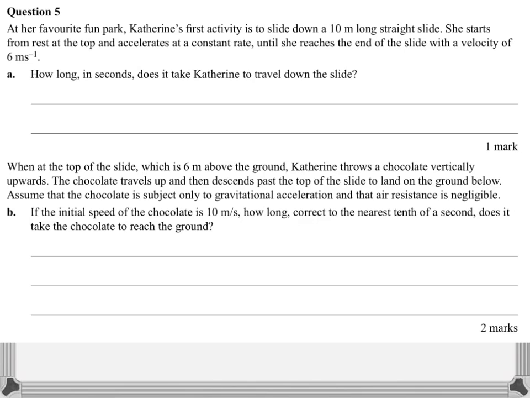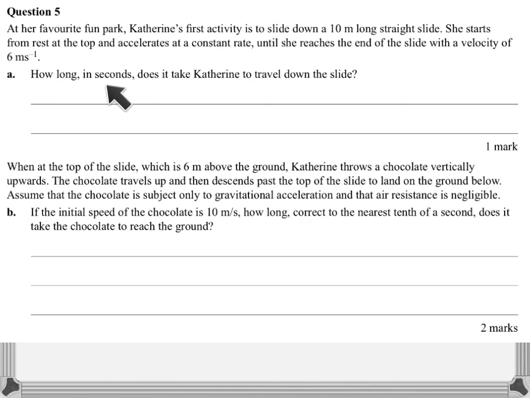Oh, wow. All right, we're almost there. Question 5. At her favourite fun park, Catherine's first activity is to slide down a 10-metre long straight slide, and she starts from rest at the top and accelerates at a constant rate until she reaches the end of the slide with a velocity of 6 meters per second. Well, I like the idea that it's a constant rate because I'm going to use my constant acceleration equations. Very good, kinematics equations. First one, part A.